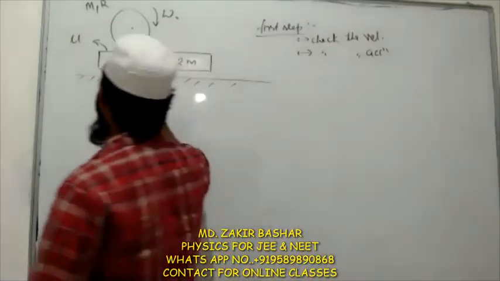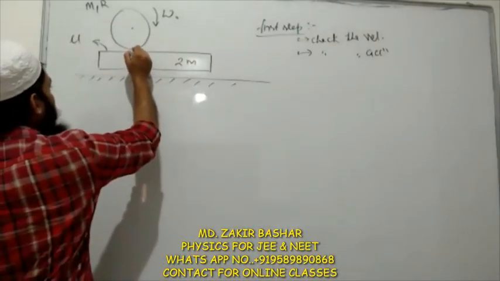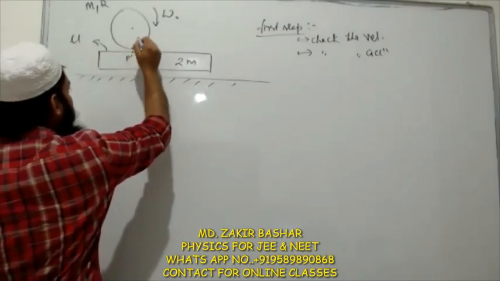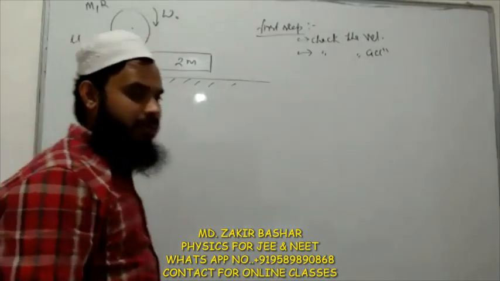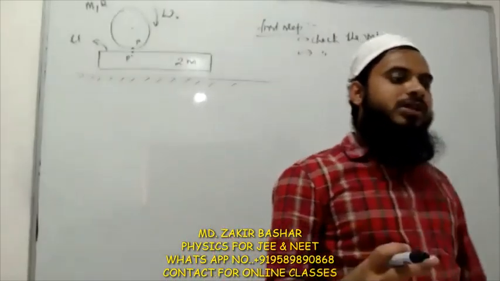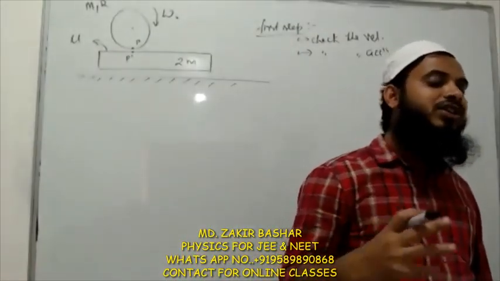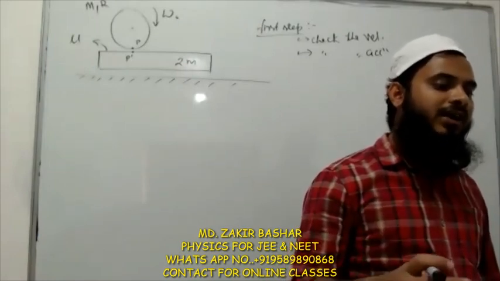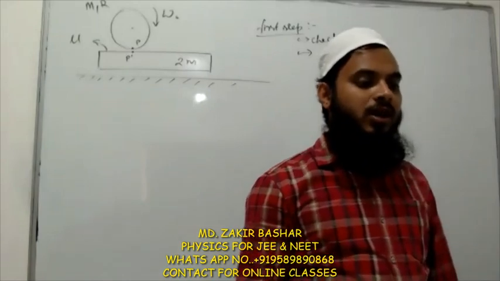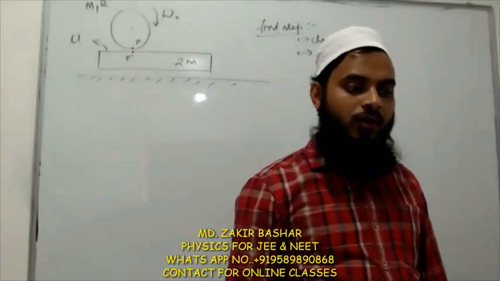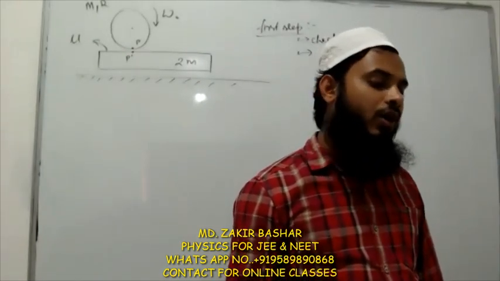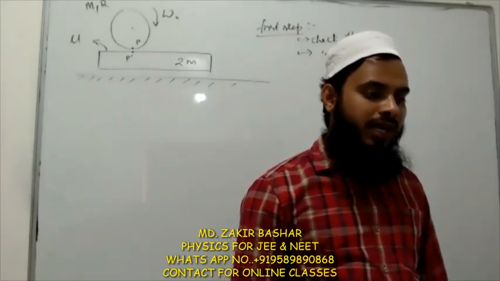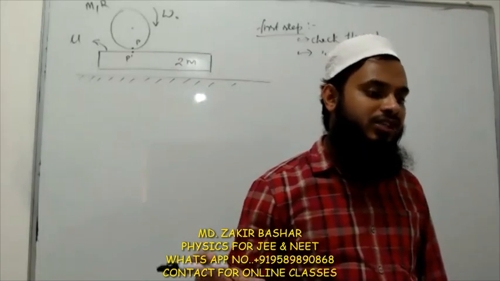There will be only a single point of contact. This is the point of the plank, I am naming it P dash, and this is the point of the disc, I am naming it P. Without applying the friction force, first of all we have to check the velocity or acceleration of the point of contact, to see whether it is slipping or there may be a chance of slipping.